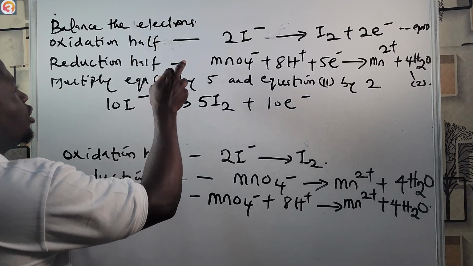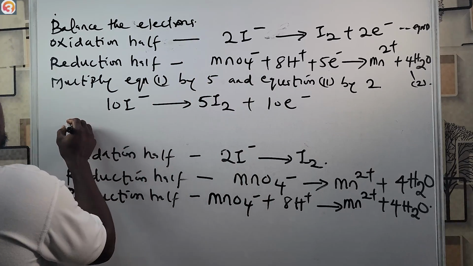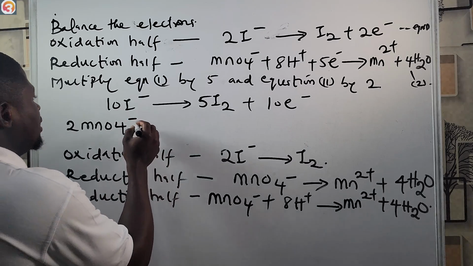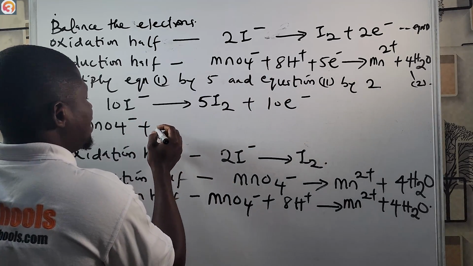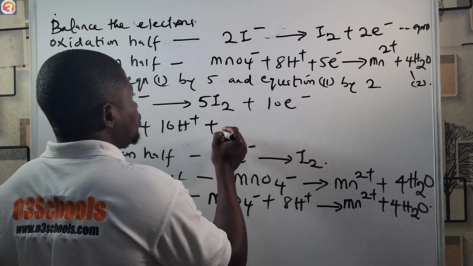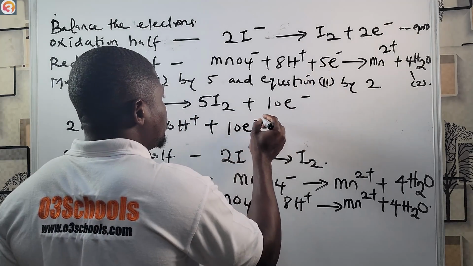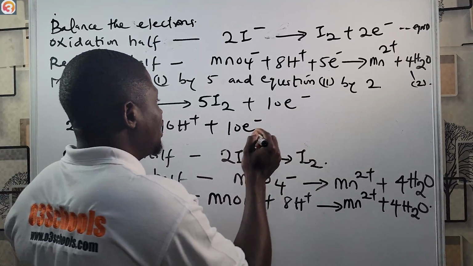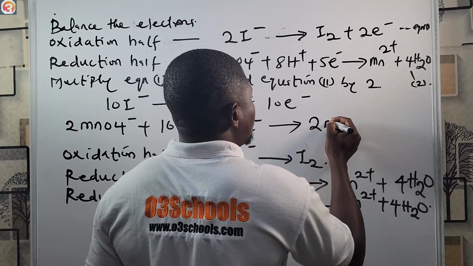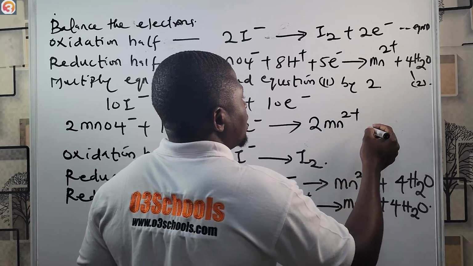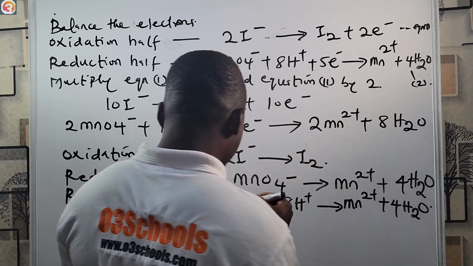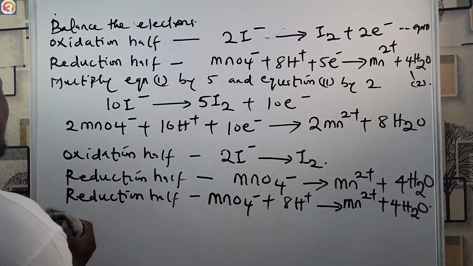So now to multiply this reduction half by 2, now I'm going to have 2MnO4 minus, right? Then plus 2 times 8 is what? 16 hydrogen ion. Okay. Then plus 2 times 5 is 10 electrons. So that the 2 of them are now 10. Okay, that is our aim. Then you now get 2 times Mn2 plus is 2Mn2 plus. Then plus 2 times 4 is 8H2O. Okay. Now, this is where we have gotten to.